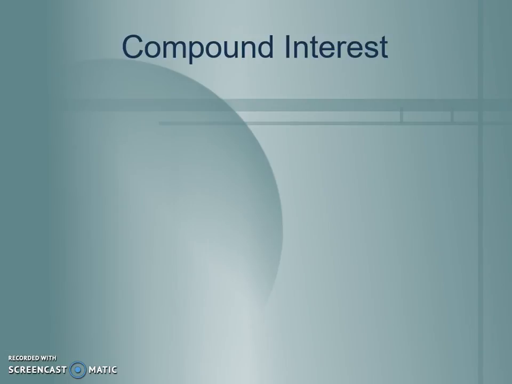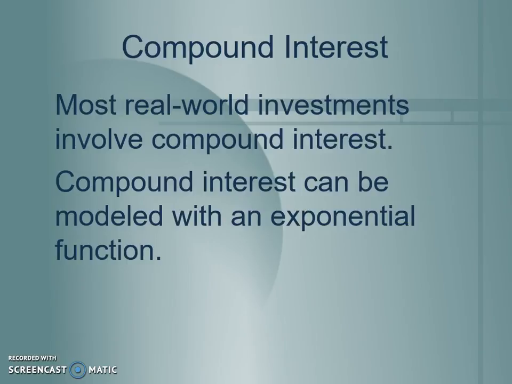Last but not least, we're talking about compound interest. So up to this point, we've just been working with simple interest, but most real-world investments involve compound interest. And compound interest can be modeled with an exponential function. So simple interest is where there is a one-time payment of interest at the end of the investing period. Most investments, however, involve this compound interest, where interest is regularly credited to the account so that it can begin earning interest along with the principal.